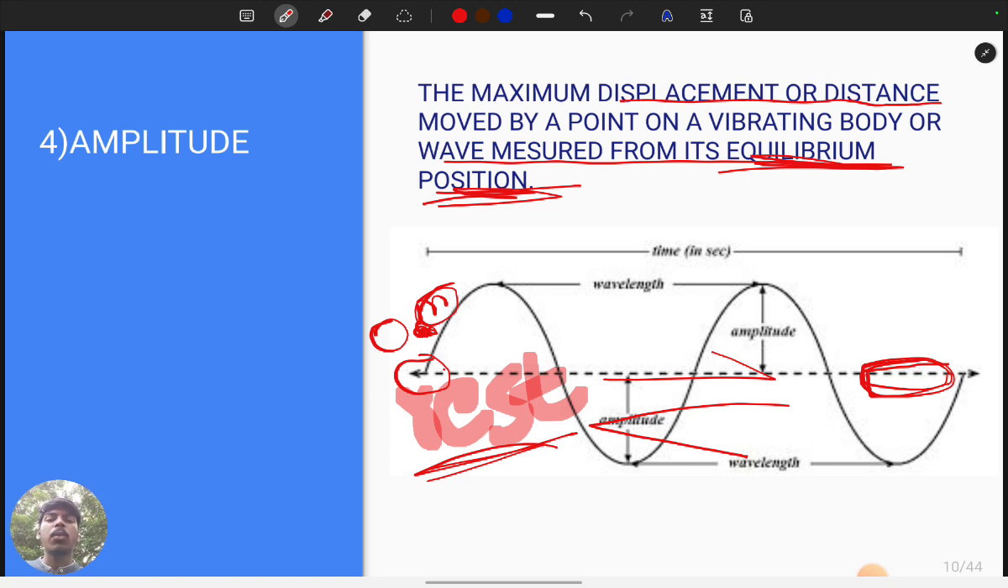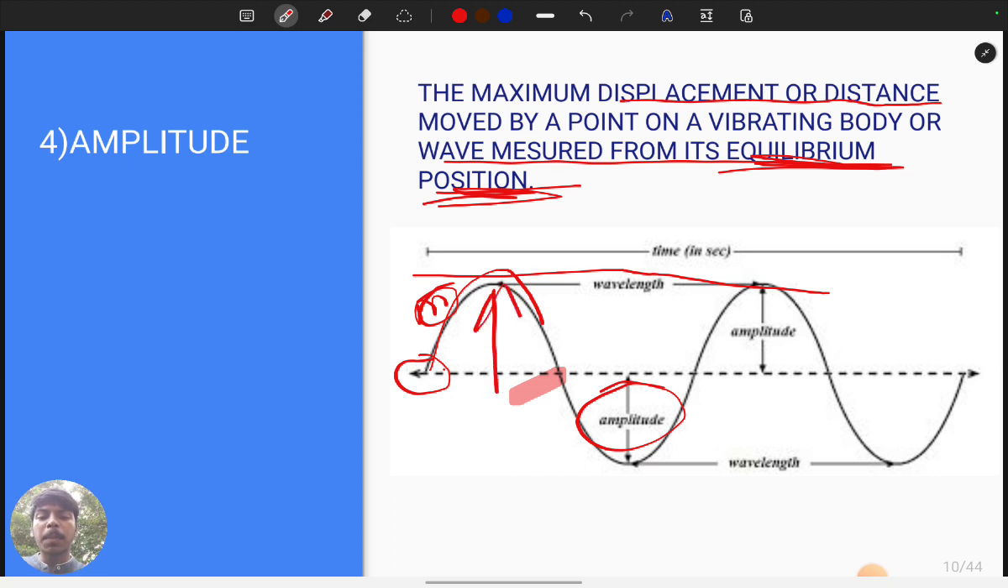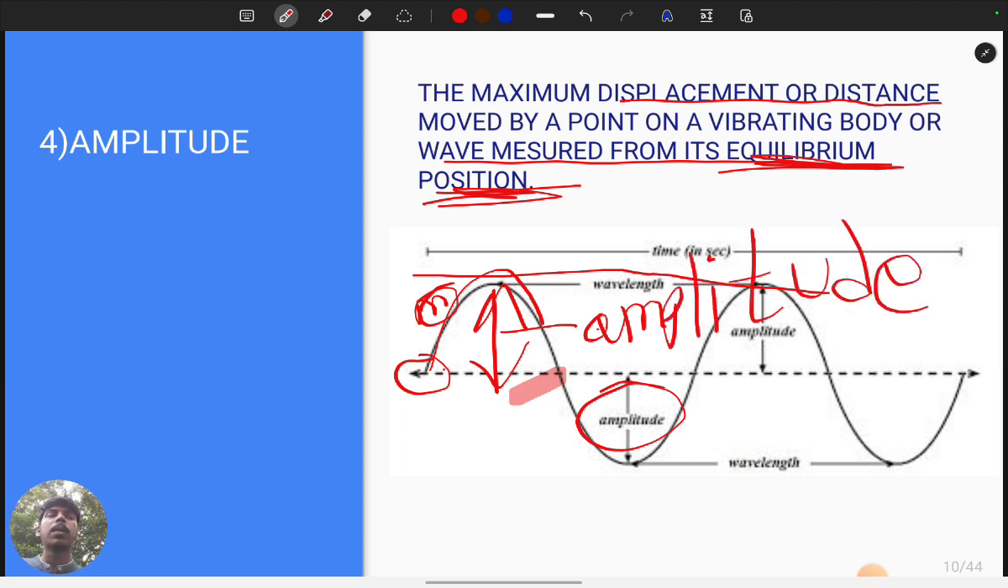Okay, now when an object displaces from its mean position, it gets displaced. So here the maximum displacement is called amplitude. Okay, the maximum displacement is called its amplitude.